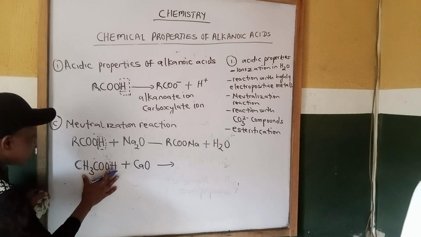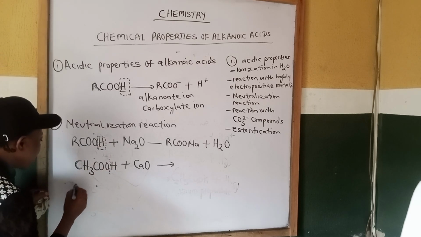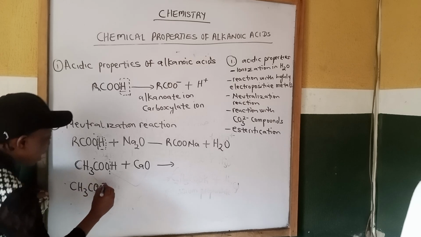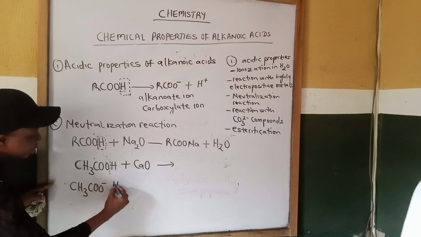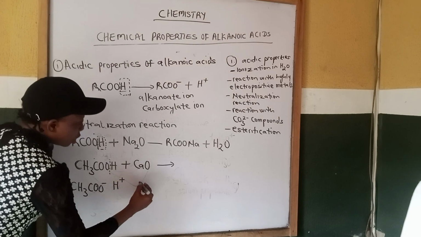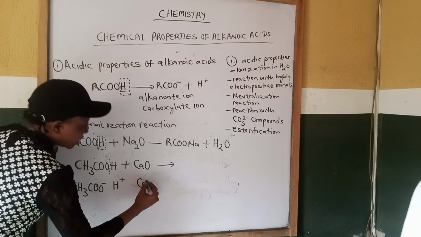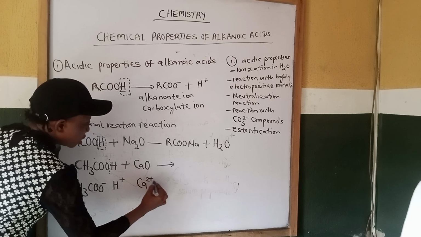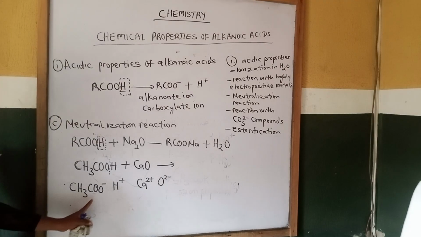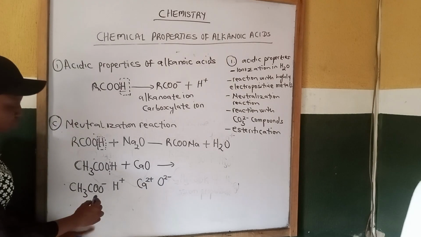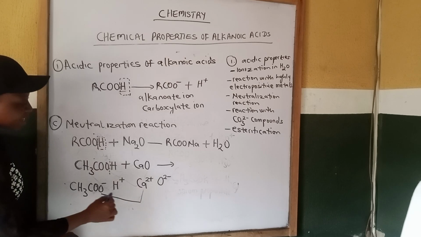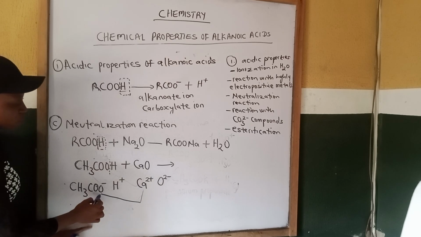So therefore, these will split into CH3COO minus and H plus. Then your calcium oxide will split into Ca, the charge on calcium is 2 plus, then oxygen, which is 2 minus. Then our method of balancing the chemical equation and forming the products: to form our product, positive will combine with negative.